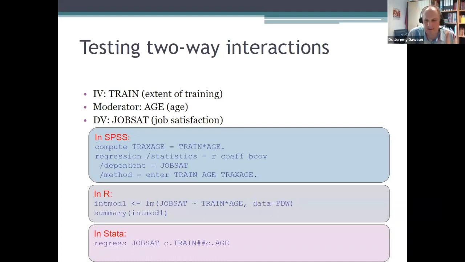In R, there's various different ways you could go about it. I will say a little bit more about that in a moment, but in SPSS, there's different ways you can go about it, but this is probably the most straightforward way. SPSS is slightly different from the other two in that you do need to calculate the interaction term separately if you're using the regression procedure. Whereas in R and Stata, you can do it automatically as part of this procedure.